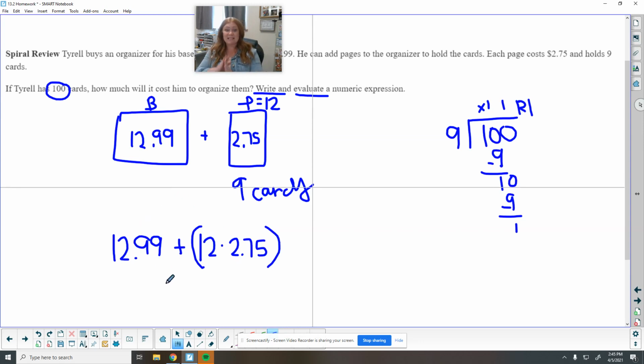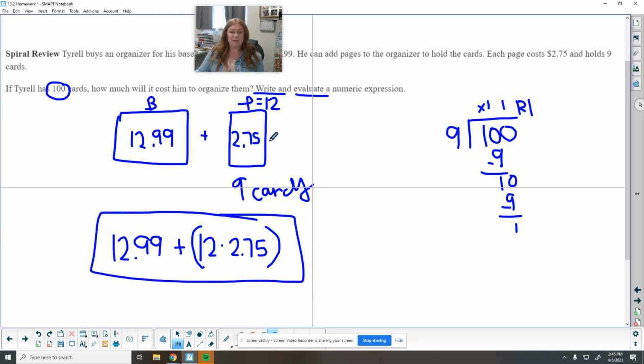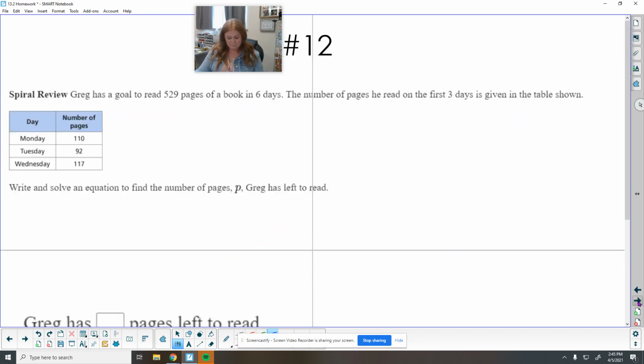Remember, when we add decimals, you need to line up your decimals. When we multiply, you just move it. But when we add, we need to line everything up, and that decimal will come straight down. So go ahead, and here's our expression. And then you need to solve it or evaluate it and see how much money he's going to spend.